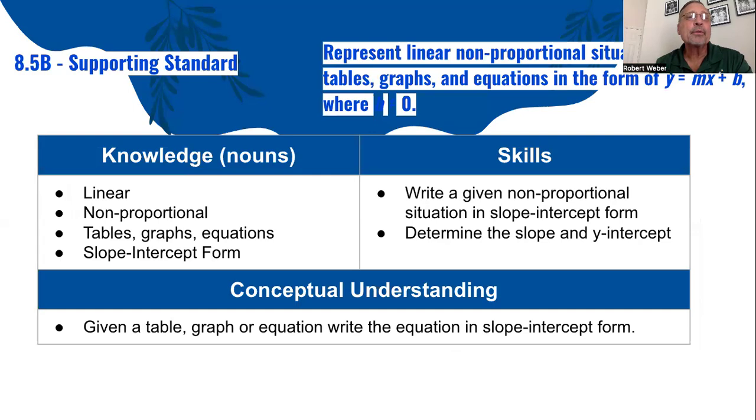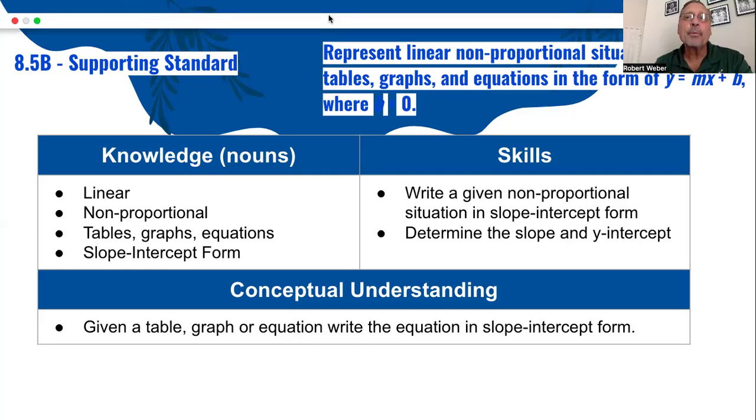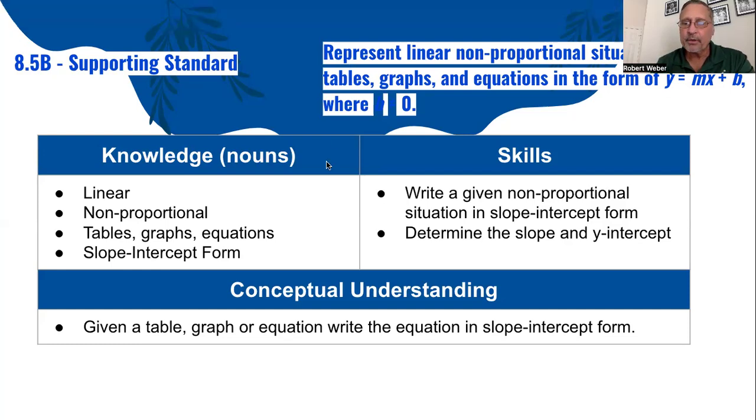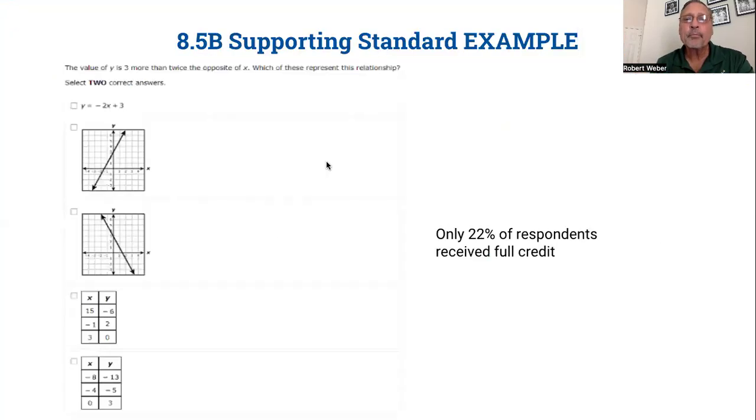2024, I will put up as soon as we get those. But then you get into the supporting standards. 8.5B, representing linear, non-proportional situations with tables, graphs, and equations in the form of y equals mx plus b, where b is not equal to 0. Obviously, if b is equal to 0, you're talking about a proportion. You can read through the parts there as we break down.